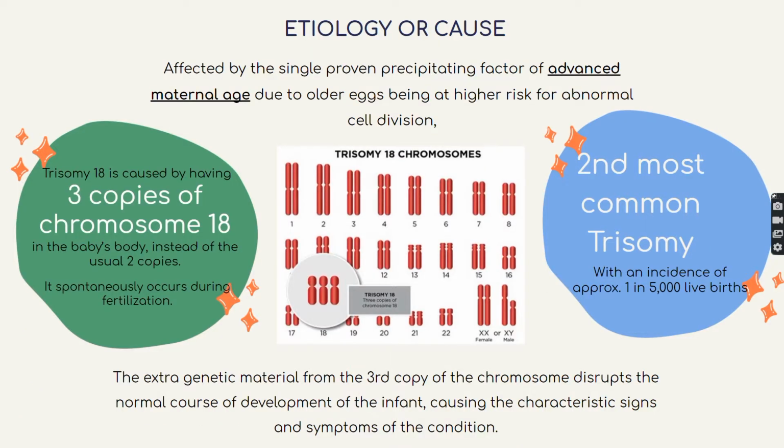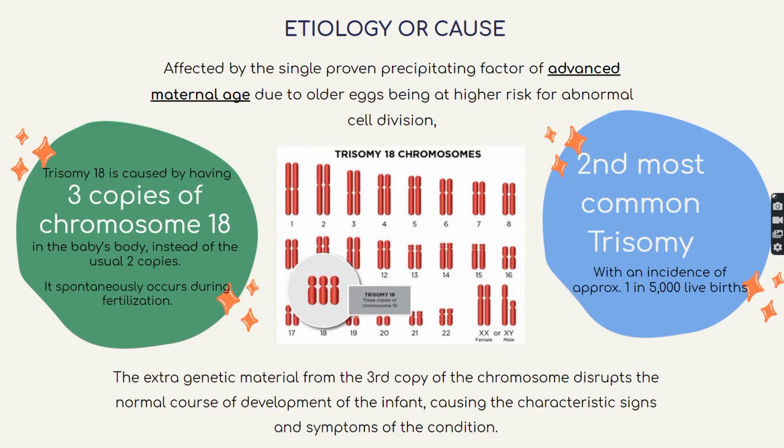Affected by the single proven precipitating factor of advanced maternal age, due to older eggs being at higher risk for abnormal cell division, trisomy 18 is caused by having 3 copies of chromosome 18 in the baby's body instead of the usual 2 copies. Spontaneously occurring during fertilization, it is the second most common trisomy with an incidence of approximately 1 in 5,000 live births, or 0.23 in 1,000 live births.